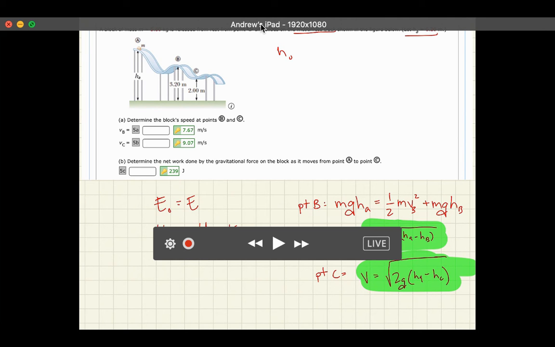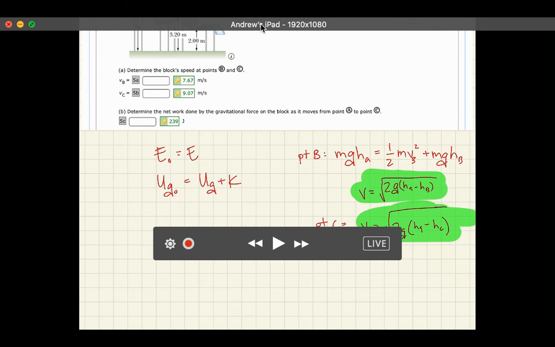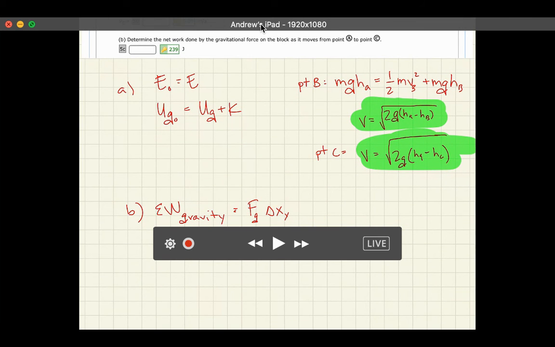For the last part, it's determine the net work done by the gravitational force as it moves from point A to point C. So the net work done, this is part A, this is part B. Net work done by gravity. Two ways you could solve that, right? You could say that's going to be the force of gravity times delta x in the y direction, which is effectively just the change in GPE. Or you could say that that work is going to be equal to the change in kinetic energy. And that change in kinetic energy is probably the easier way to do this.